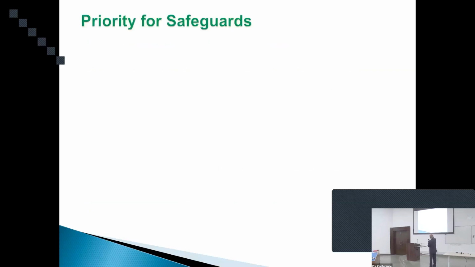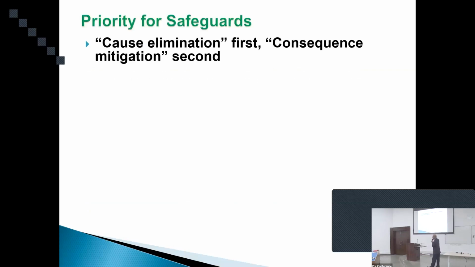So, the main issue here is the priority for safeguards. You know, there are safeguards available. You can go on suggesting so many safeguards. But first of all, the elimination of the cause is the first one. If it is going to cause high pressure, eliminate that cause.